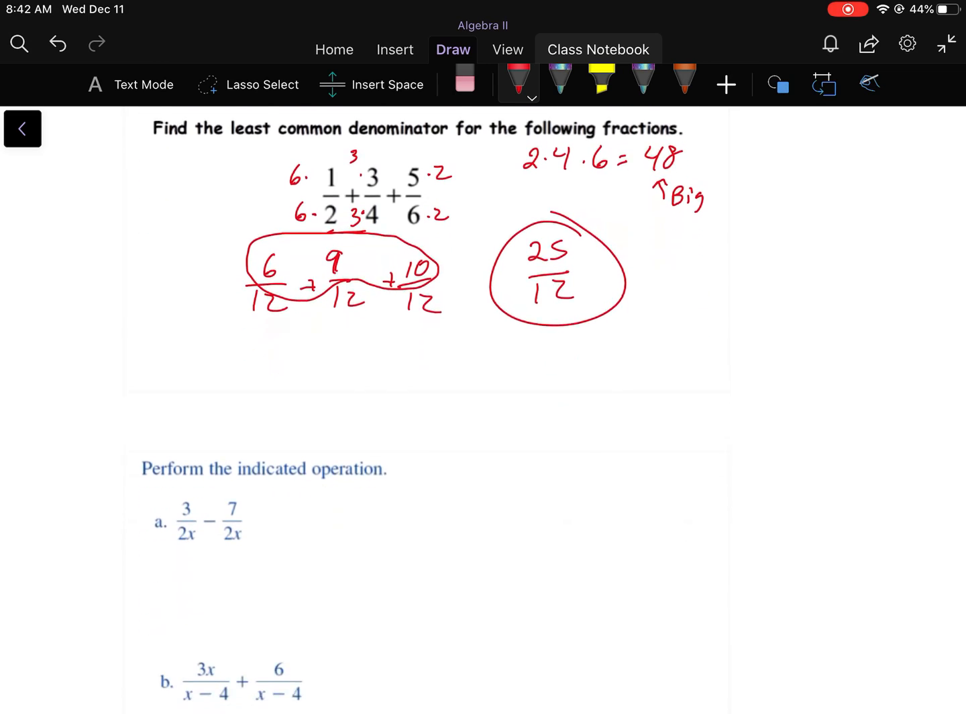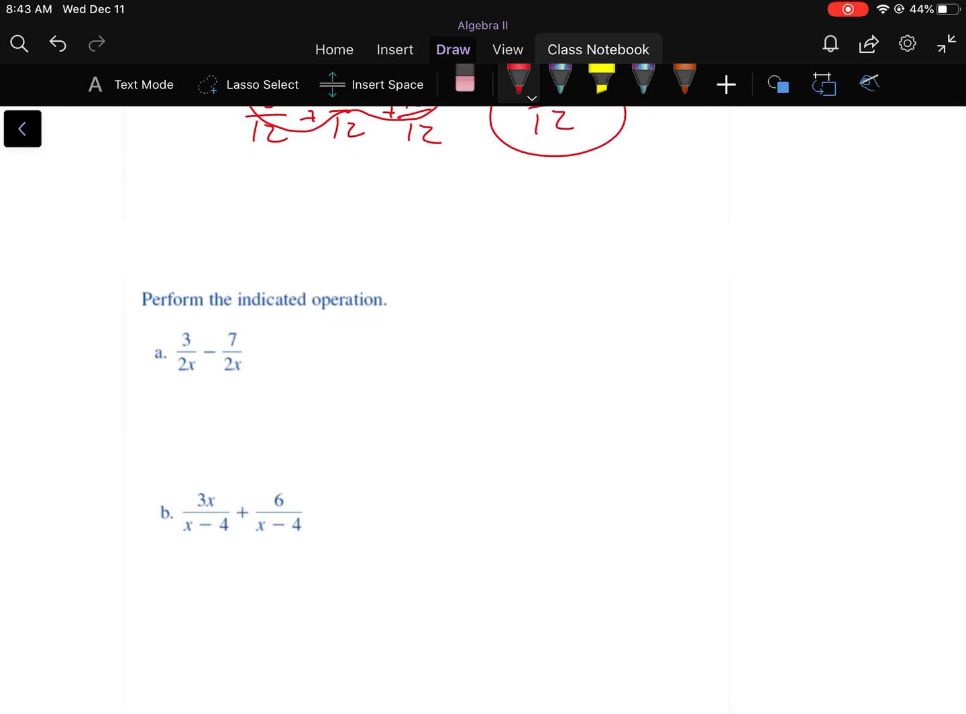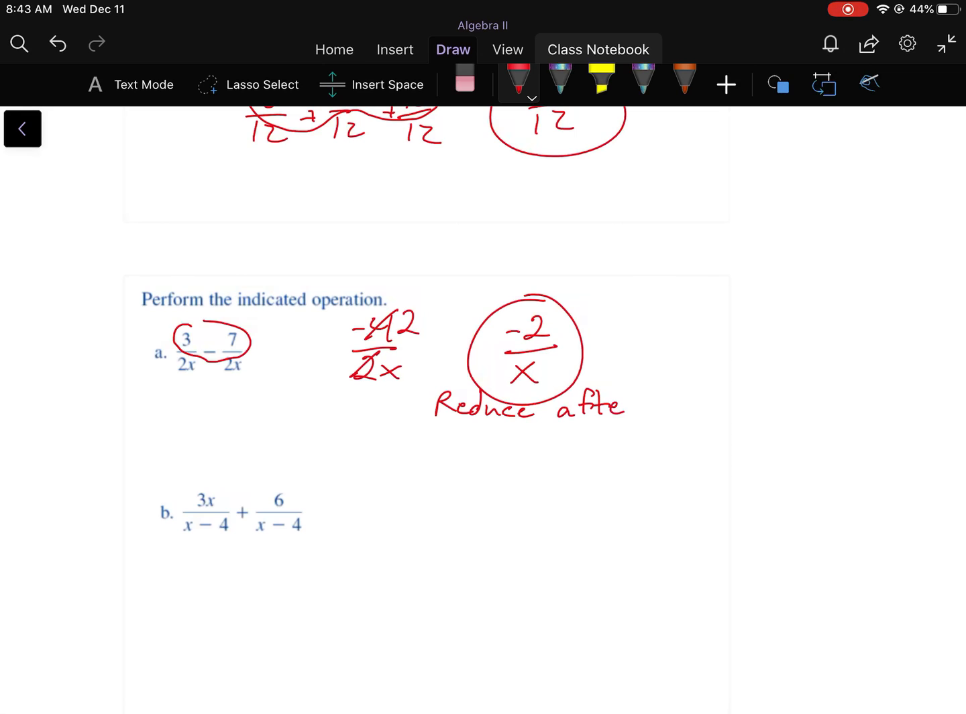So here we go. Let's try it with rational expressions. If there already is a common denominator, so it's all over 2x, I'm just going to take 3 minus 7, which is negative 4. Now that I get to that point, I notice that 4 and 2 are both divisible by 2, so I divide them by 2, and I get negative 2 over x. Reduce after you add or subtract, okay? Don't do it before. You're going to ruin your common denominator.